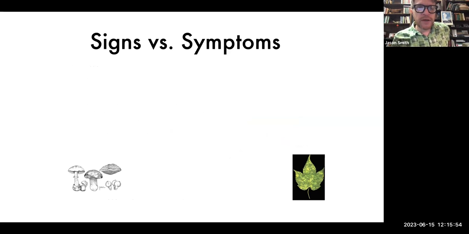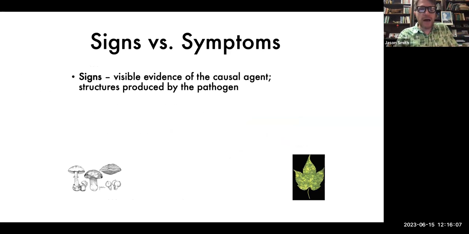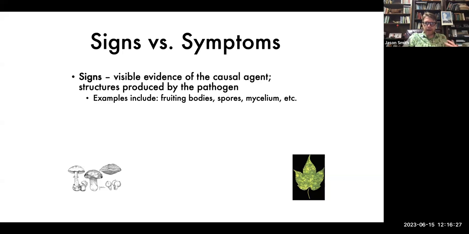Now, one simple thing that we can look for in the field, that is an important component in diagnosing some of these diseases, is looking for signs versus symptoms. So signs are the visible evidence of the causal agent. These are structures produced by the pathogen, the actual pathogen itself. So this might be fruiting bodies of a fungus. They might be spores being produced. Sometimes it's vegetative structures like what we call mycelia or hyphae of the fungus. But it's the actual pathogen that you see.